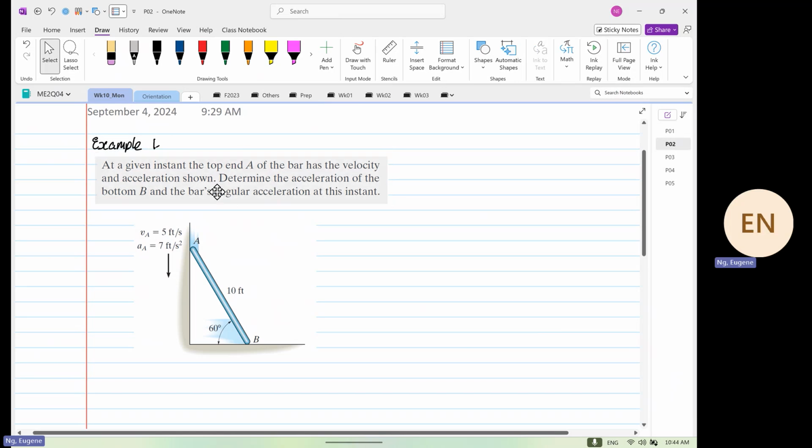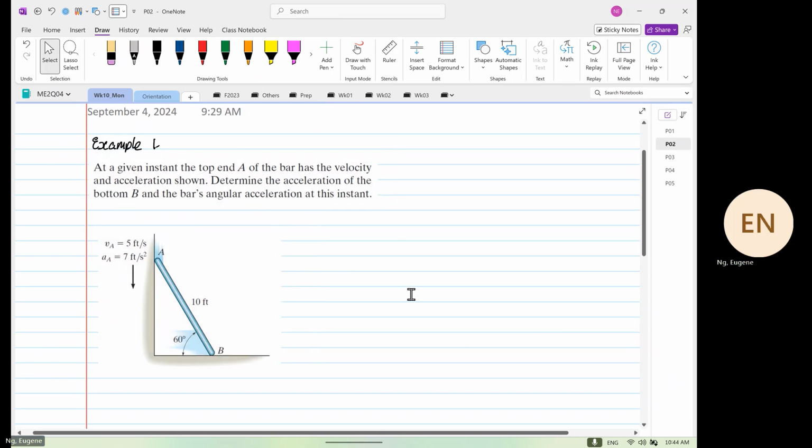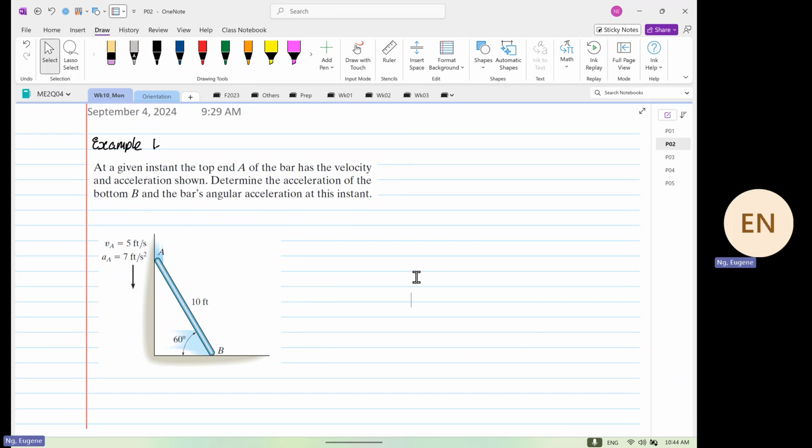So what we have over here is a member AB resting on the wall. That's 90 degrees. So at a given instant, the top of the bar, this is our point A, has a velocity and acceleration shown. So we are given a velocity at point A and acceleration at point A also. Determine the acceleration of the bottom B, and the bar angular acceleration at this instant.